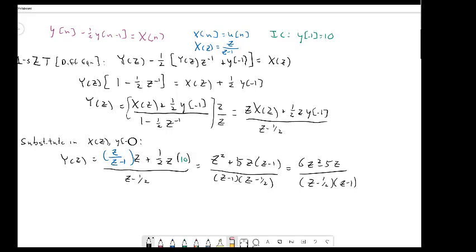But of course, we need to partial fraction not Y(z), but Y(z) over z, which is then just 6z minus 5 in the numerator, and our two terms in the denominator, z minus 1/2 times z minus 1. And we partial fraction expand that into two terms. One that goes with the z minus 1/2 term, we'll call that A. B goes with the z minus 1 term.